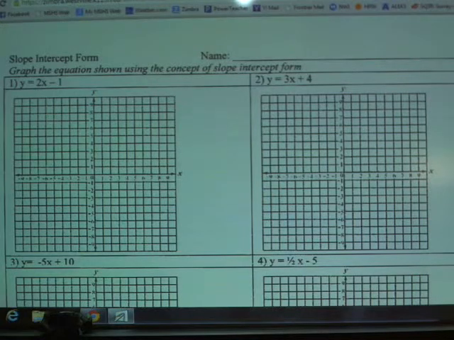This is the homework helper for the 8th grade slope-intercept form worksheet. Let's go ahead and take a look at the first two questions here. They're simply asking you to graph these equations in slope-intercept form. So the first one, we've got y equals 2x minus 1.